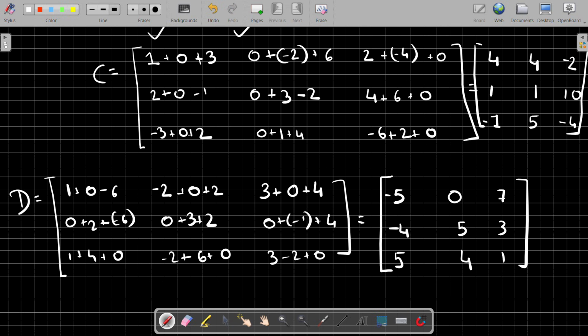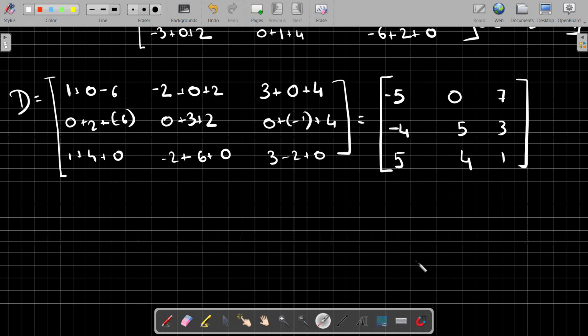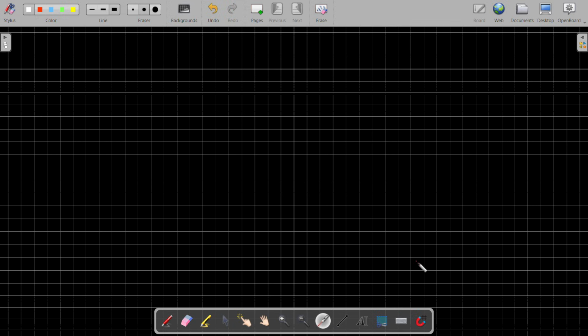Now again, as we have seen in previous classes, just because A into B exists and B into A exists does not mean that they will be equal. You can see it again over here. So if you see 4, 4, 2, minus 5, 0, 7, 1, 1, 10, minus 4, 5, 3, minus 1, 5, minus 4, 5, 4, 1. So they are not the same matrices. So now let's get to the third example of the day.